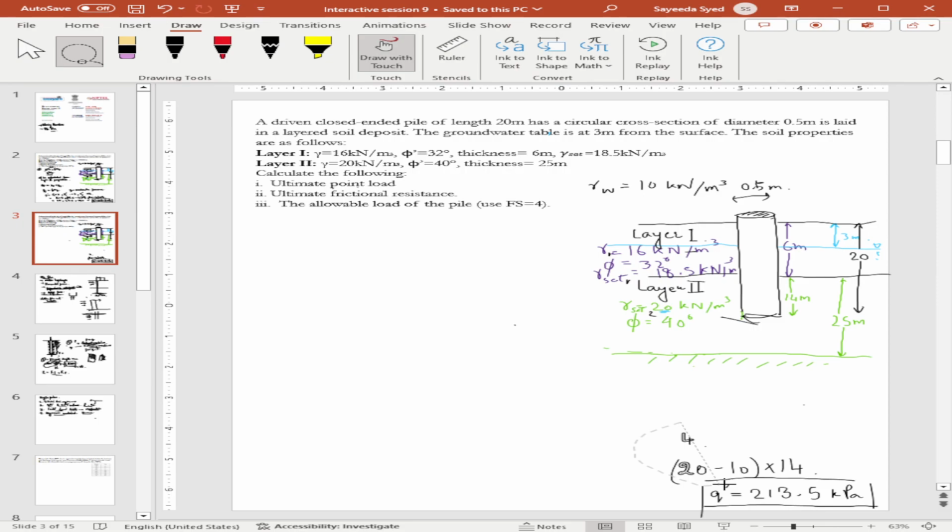Oh, we also have to calculate the NQ. Oh, Q dash is okay. So using Meyerhoff's equation, Meyerhoff's chart, for example, for phi equals 40 degrees, let me check the value of NQ.